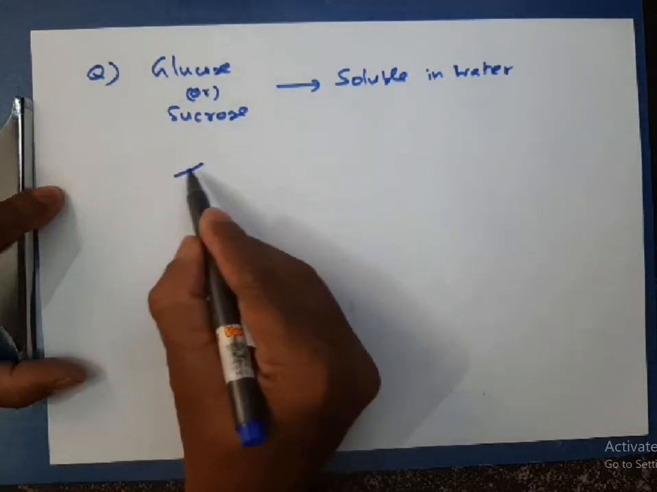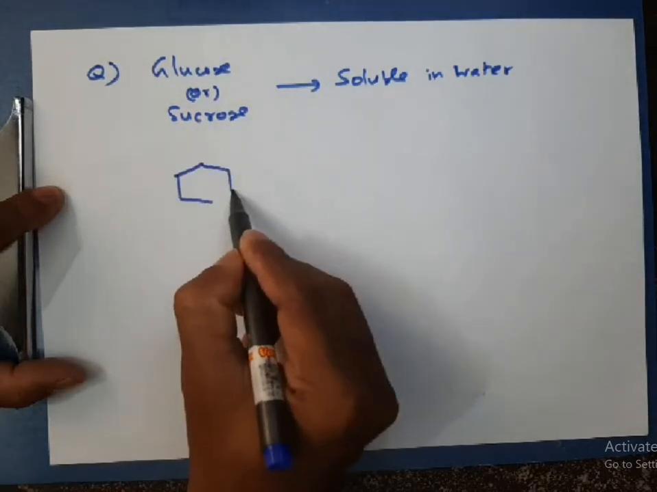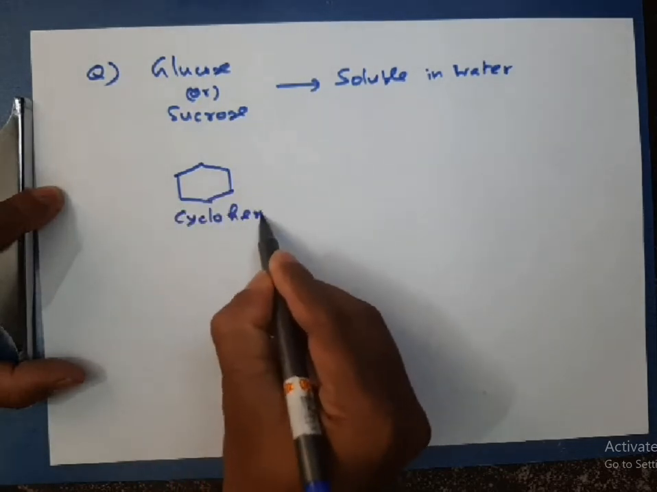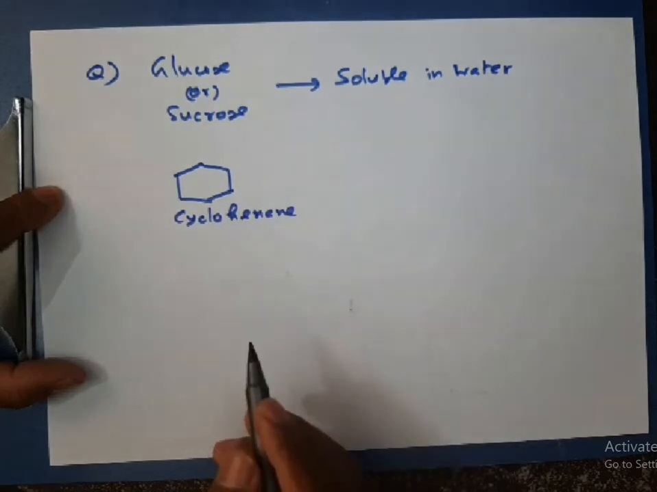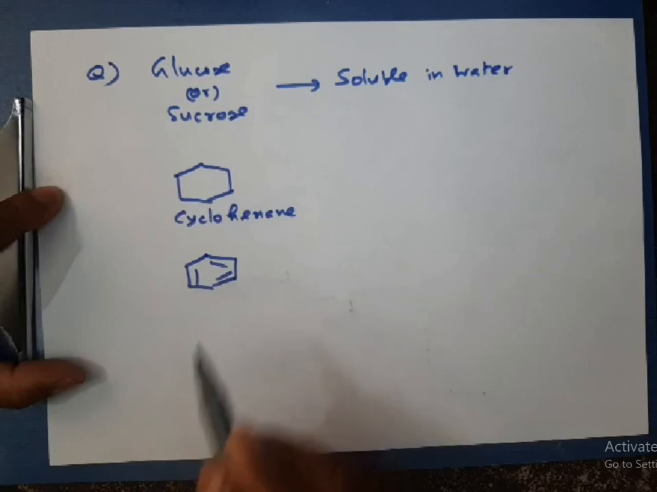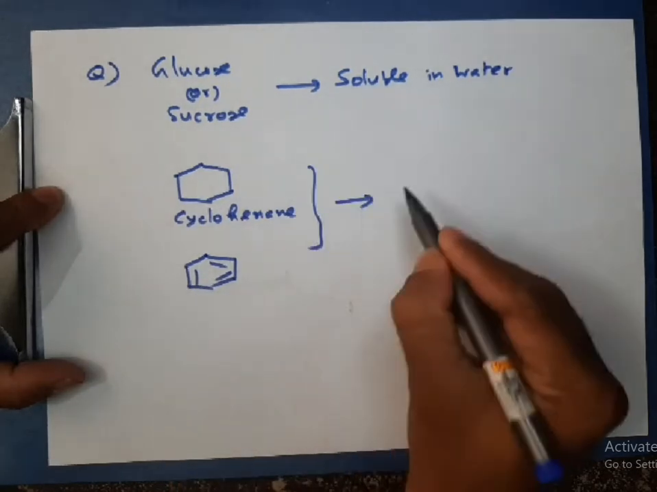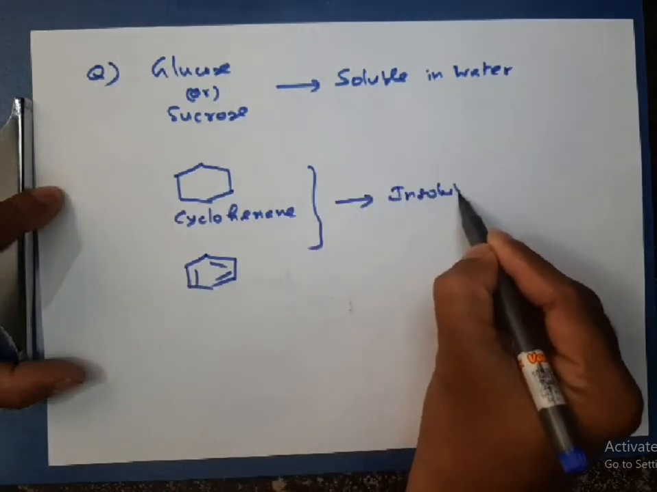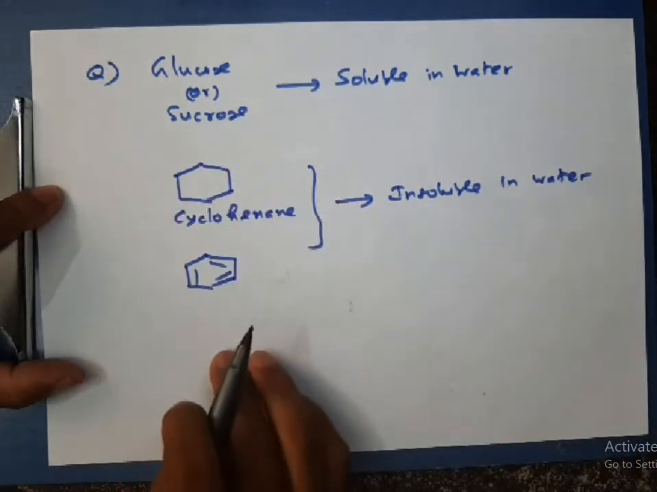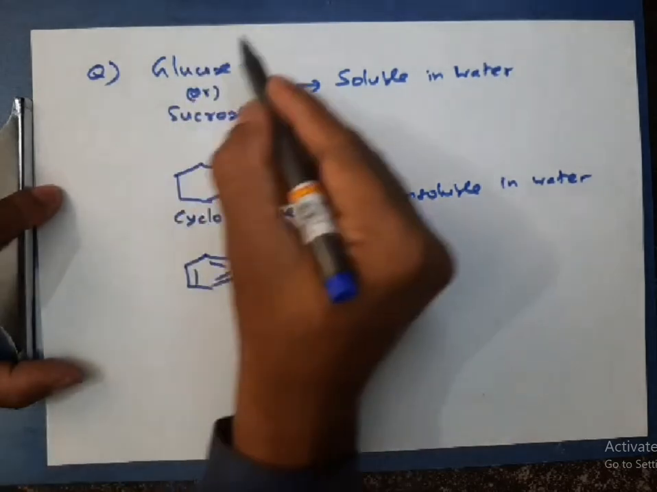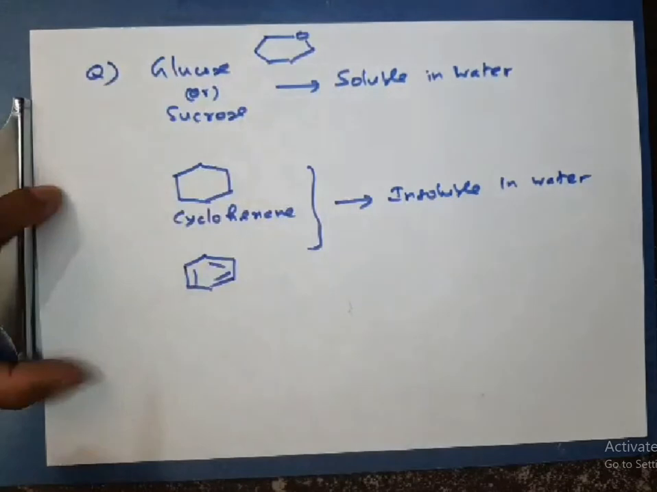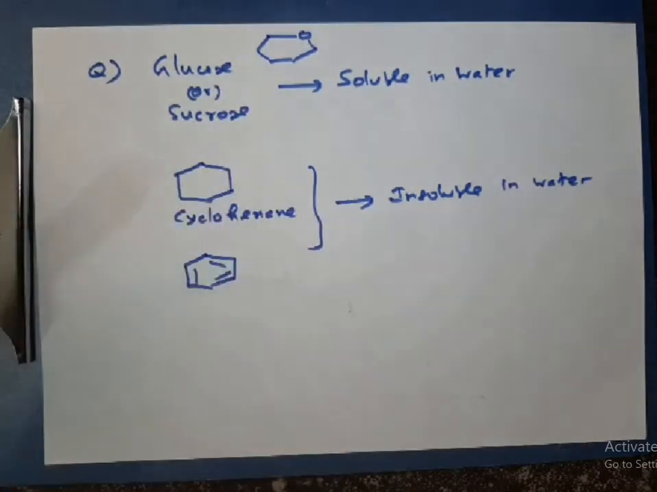But if you take a 6-membered ring compound called cyclohexane, or a 6-membered compound called benzene, these compounds are insoluble in water. Though they contain a 6-membered ring, they are insoluble. Whereas glucose also has a 6-membered ring, but it is soluble. Why? What is the reason?